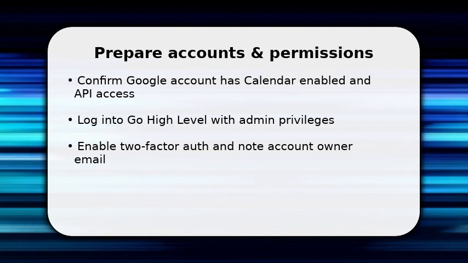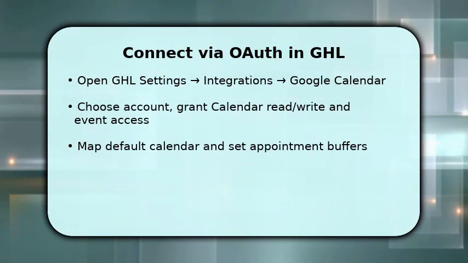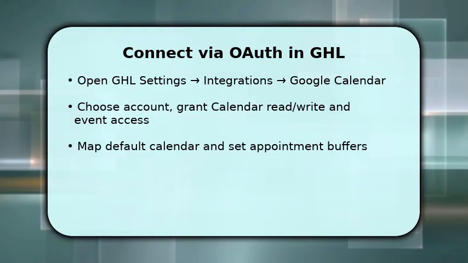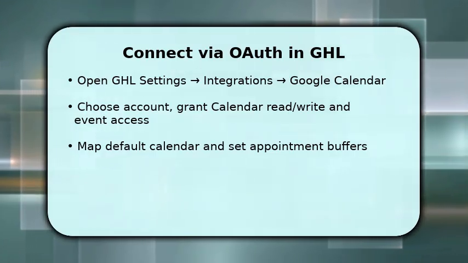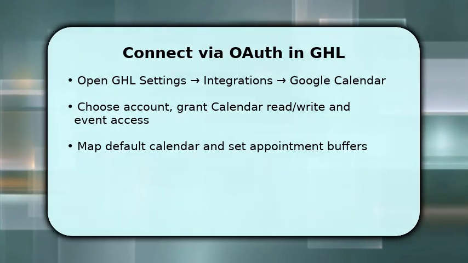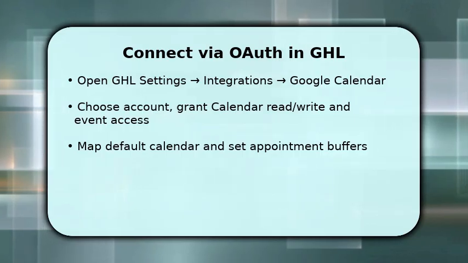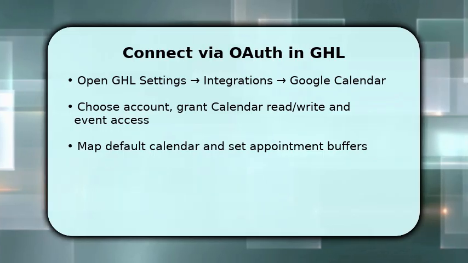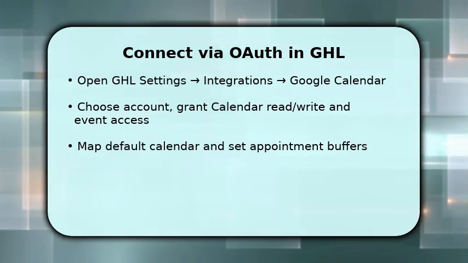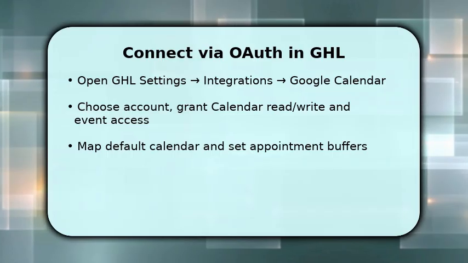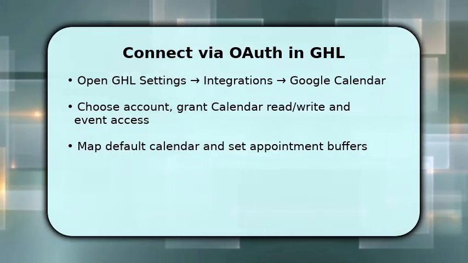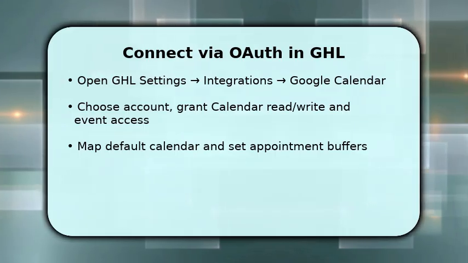Now you'll perform the core connection. In Go High Level, go to Settings, then Integrations, and select Google Calendar. Click Connect and follow the OAuth prompts. Grant read and write access and allow event modification so GHL can create, update, and block times. After authorization, pick which Google Calendar is primary and set default appointment buffers and notification preferences. Make sure to map user calendars to corresponding GHL users to finish by testing.